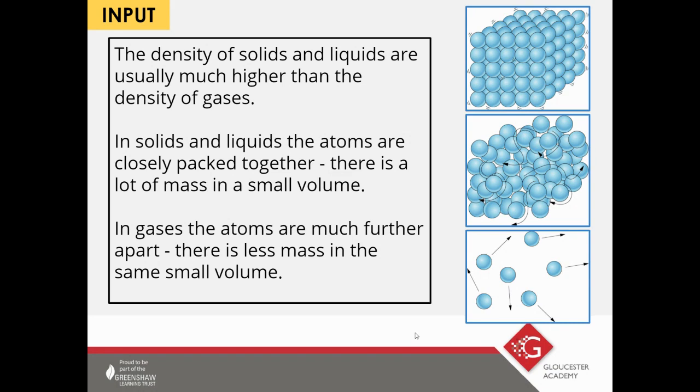Liquids will also fill the container that they're in, but they can only fill it at the bottom. So if I filled the room with water, it would fill with water. But if I drained some of that water out, it would only fill water up to a certain volume because the particles are weakly bonded.